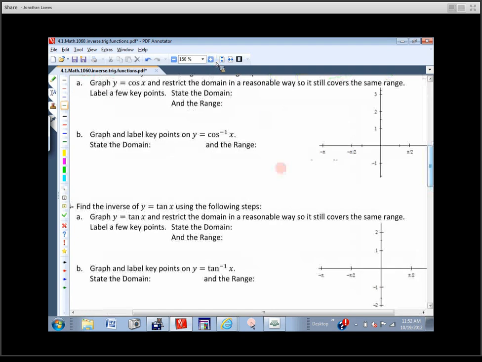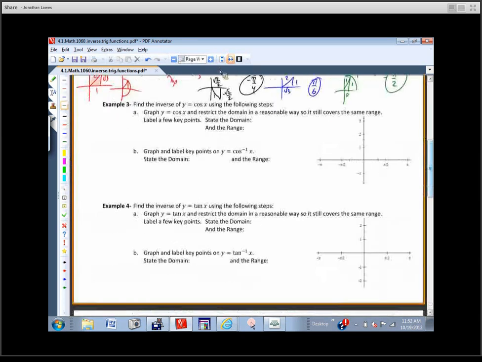Oops. Let's hope that sticks around. No. Are we going to have to reset? I hope not.